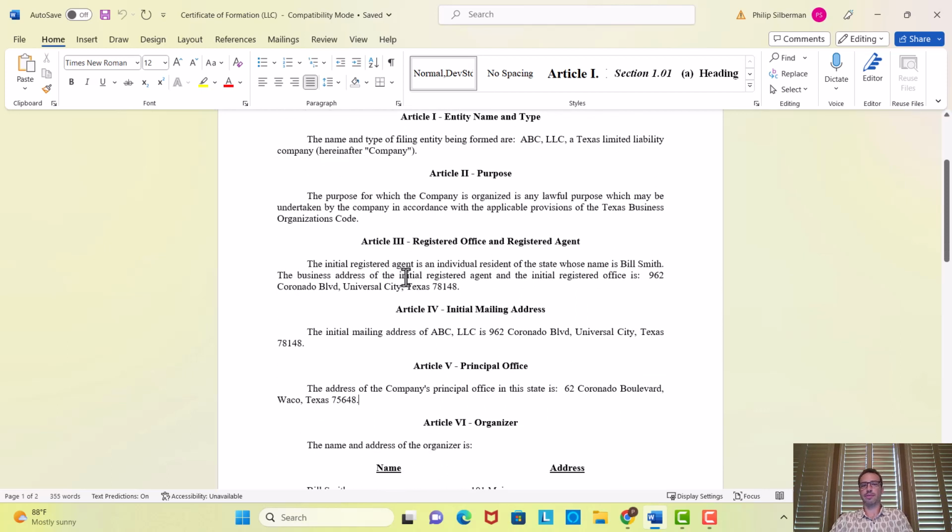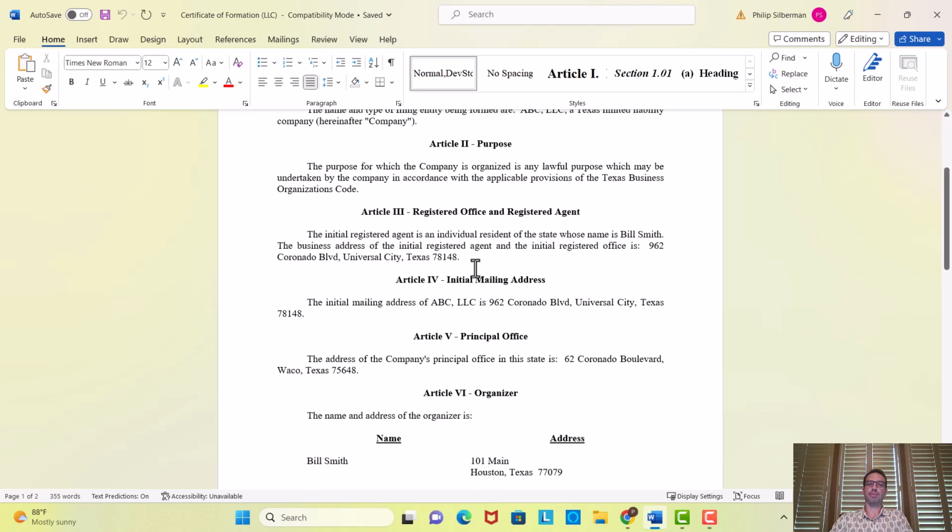Article 3, registered office and registered agent. Every LLC has to have a registered agent. That can be a company, it could be an individual. In this example, it's an individual, Bill Smith. It has to have a physical address. The registered agent is the person or the company that gets served in the event the LLC is sued. It's a place for getting mail and notice. And you list the address there, and the registered agent is supposed to be available. The registered agent can in fact be the member, can be a manager, sometimes it's an attorney.